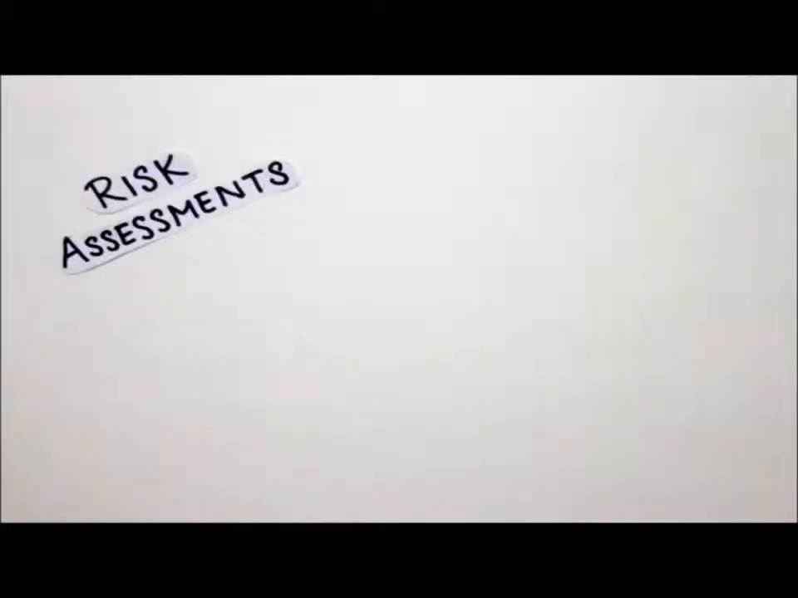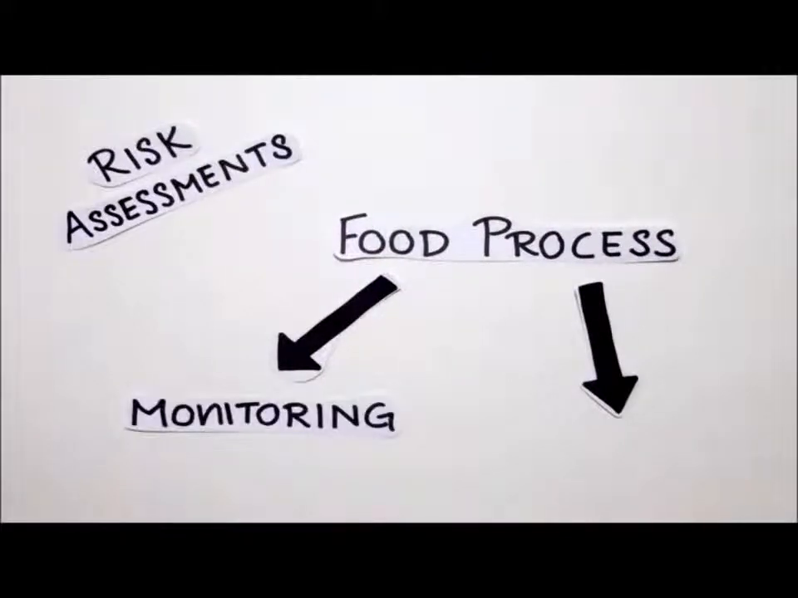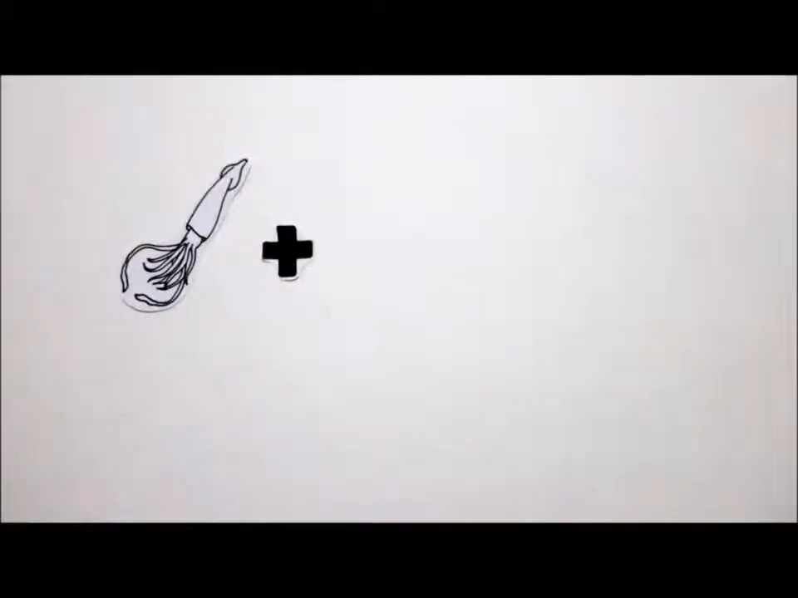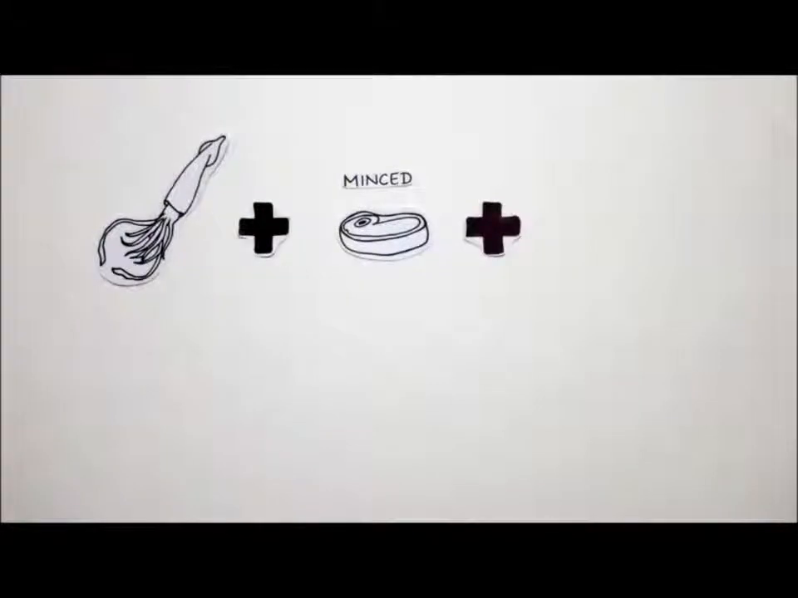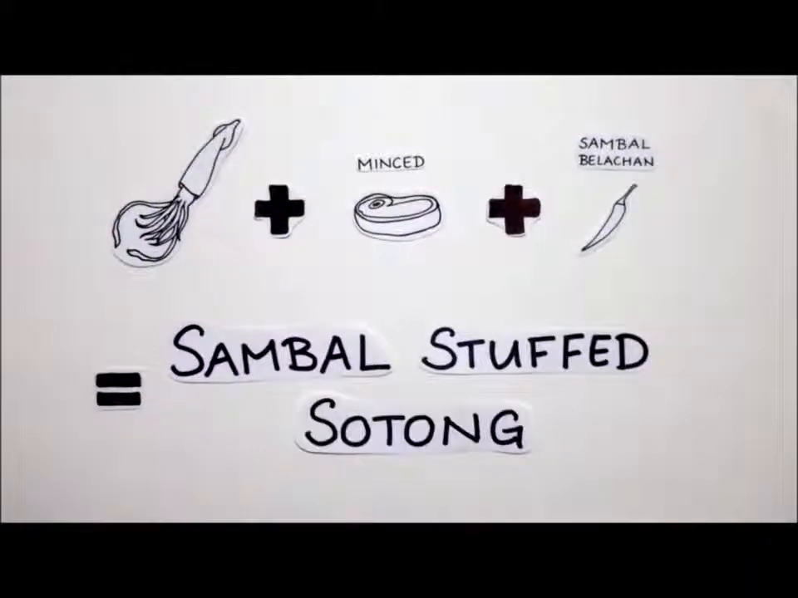It includes risk assessments, monitoring and evaluation of the food process, which helps reduce errors. And as with any system, it needs to be verified to ensure that the system works. A HACCP plan is usually created for a certain food process. For our HACCP plan, we have decided to use sambal stuffed sotong as our main dish. The dish is actually squid that is stuffed with minced pork meat and then baked with sambal chili sauce.